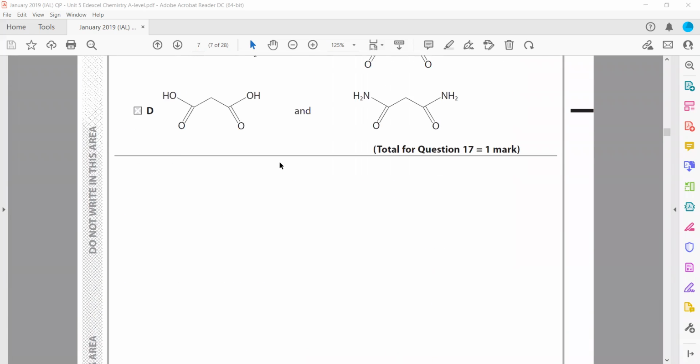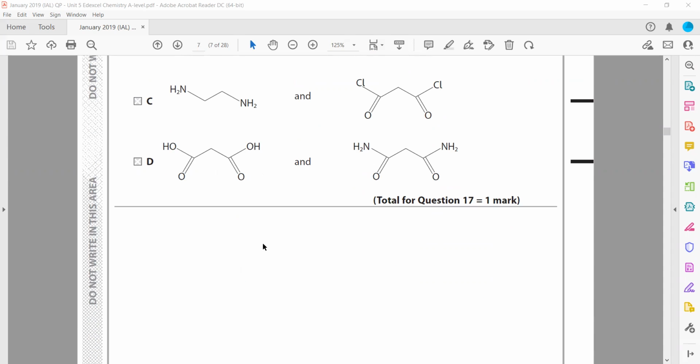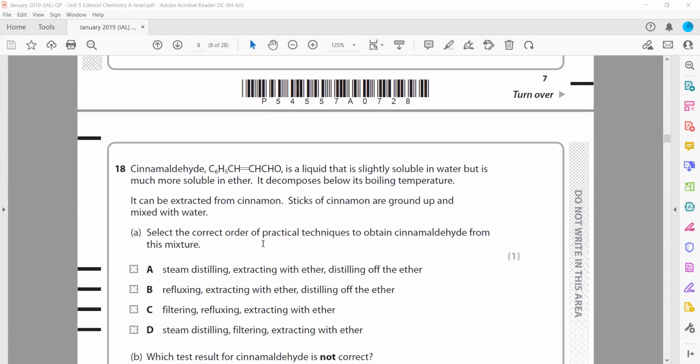So remember, a carboxylic acid reacting with an amine can form a polymer. A carboxylic acid reacting with an alcohol, or an alcohol reacting with another alcohol.